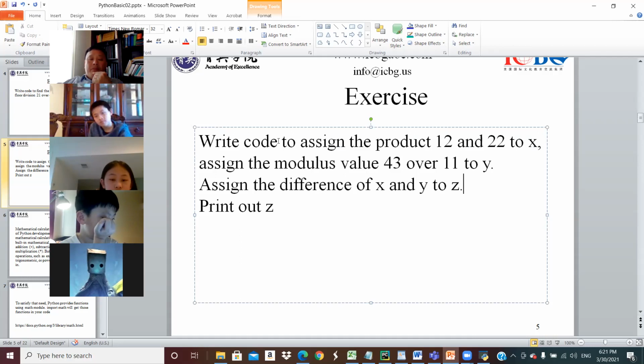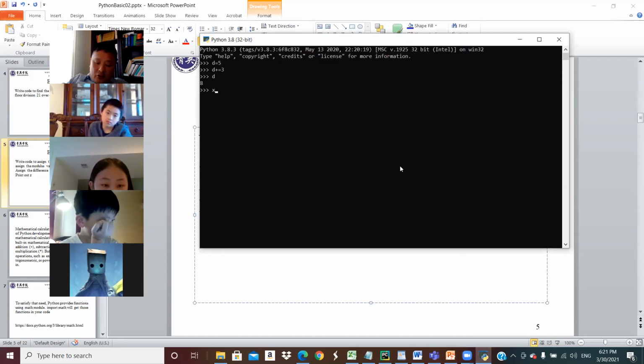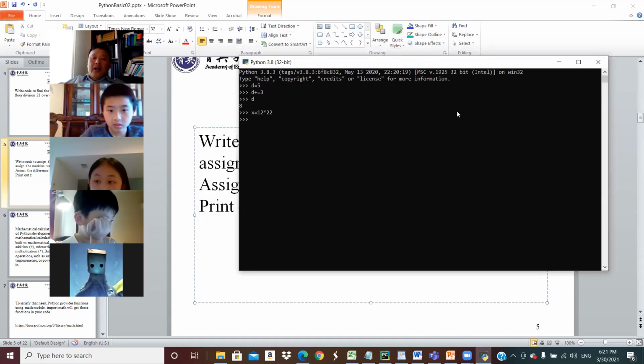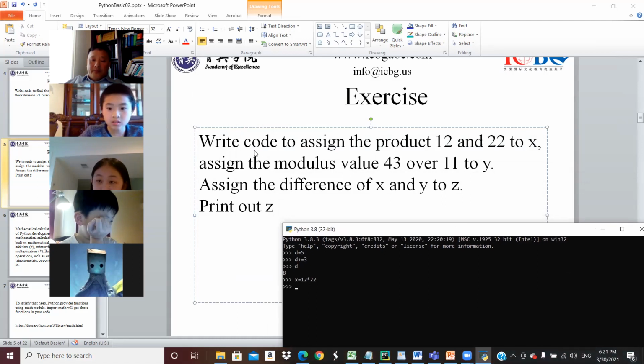So I can do the first one. Write code to assign the product of 12 and 22 to x. So let me show you. That means x equals 12 times 22. So I'm assigning that value to x, right? So now you do the next two. Do it. Assign the modulus value 43 over 11 to y. And then assign the difference of x and y to z.